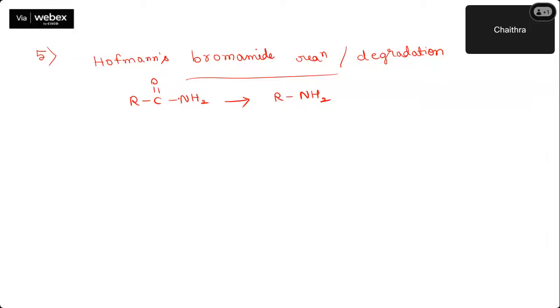In the earlier case, you took amide and reduced that C double bond O group to CH2 and made an amine. Now what am I doing? I'm removing a carbon atom. Amide means the CONH2 functional group will be there, so I'll take this. But what will I make? I'll make amine. So I'm removing one carbon atom. Keep that in mind.